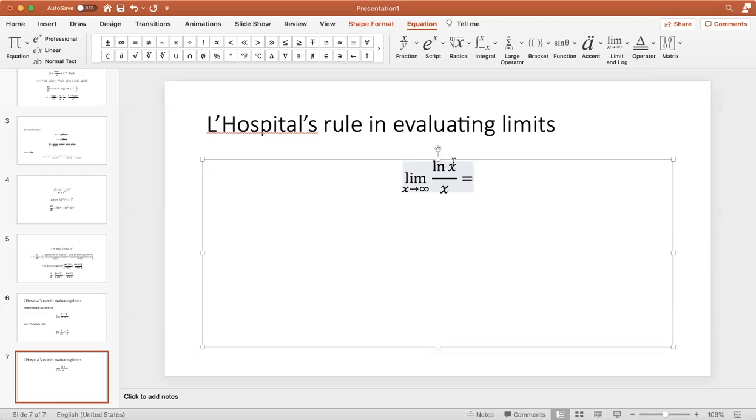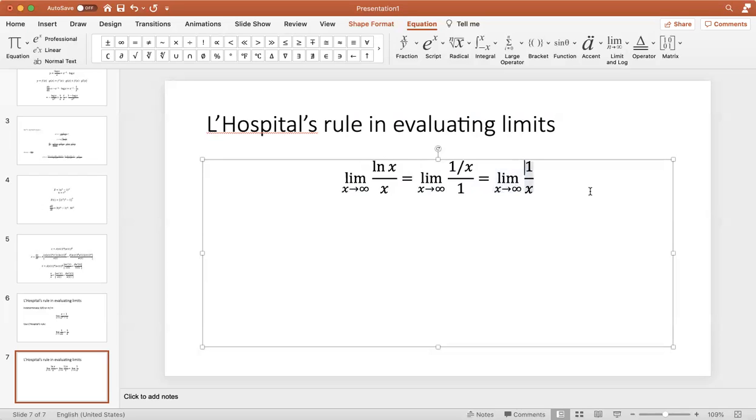So when you use L'Hopital's rule, you get the derivative of the numerator and the denominator. So you'll have 1 over x over 1, or simply 1 over x. Let me just put the limit function here. So as x approaches infinity, this is simply the limit of 1 over x as x approaches infinity.